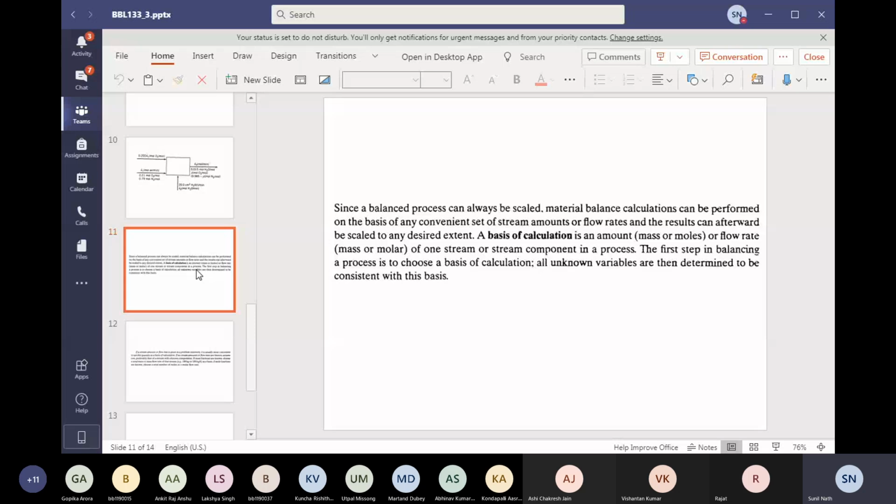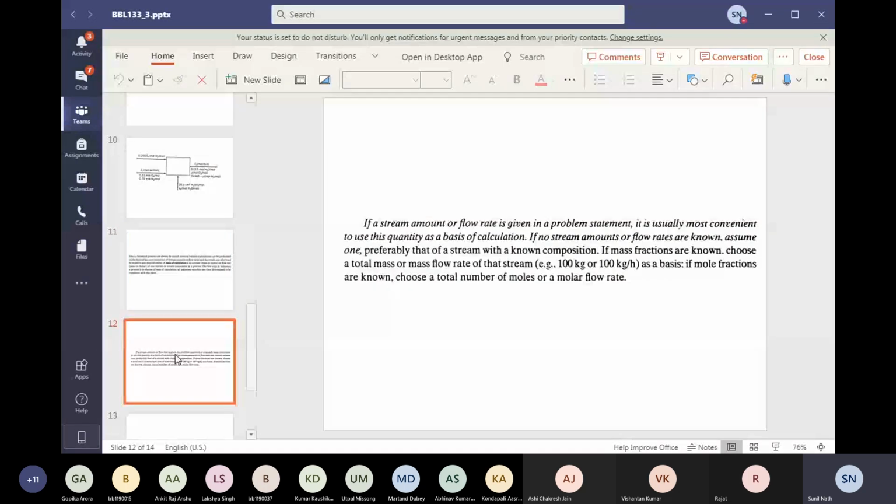Now, once a basis is chosen, as that slide said, you can do all the other calculations with respect to that. But one more thing, what we saw in the water example, where you got 10 by 9 moles per hour of water coming in, an actual feed rate was given to you, right? This is what the italicized slide is telling you.